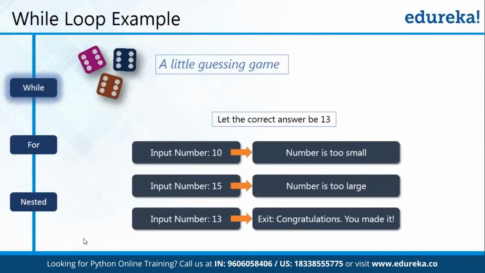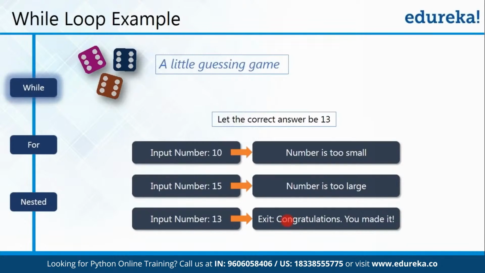Over here, what I'm trying to do is code a little guessing game. So what happens in this guessing game? A random number will be generated between, say, 0 to 20, and you need to guess that number. If the number that you have guessed is less than the random number, then it will print number is too small. If you have guessed a number that is greater than the random number, then it will print number is too large. And the moment you guess the right answer, you'll exit the while loop and you have won the game basically.